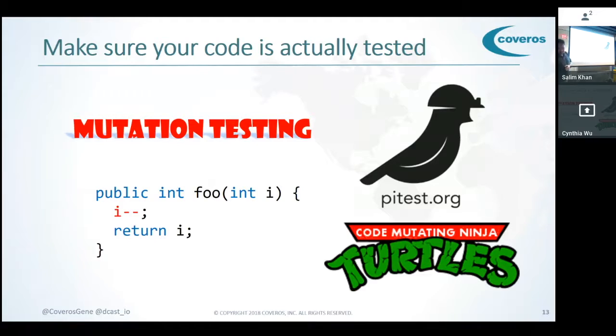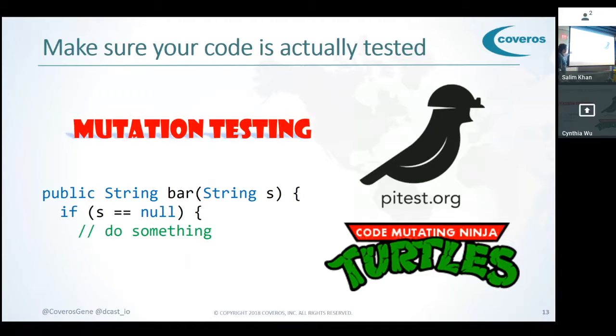Here's another example. Say we have a string. One of the first things we do in this method that takes the string is check to see if it's null. If it just goes in and mutates it to say if it's not null and the tests still pass, well, your tests weren't very good. They weren't covering that case. So mutation testing is a really cool way to get the feeling, how good are your tests? Am I actually testing the code the way I thought I did?